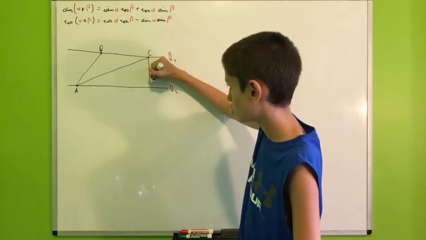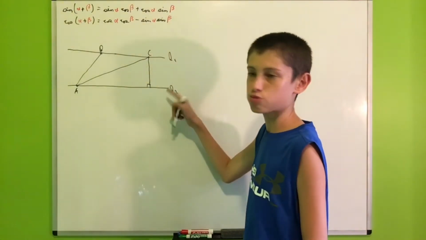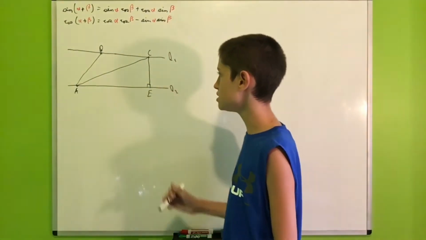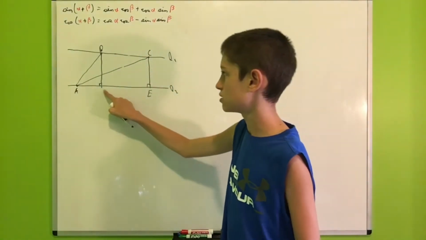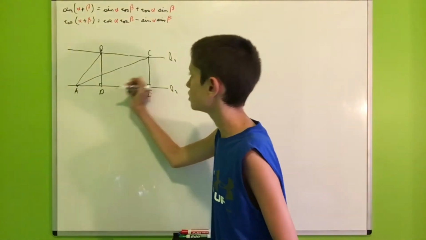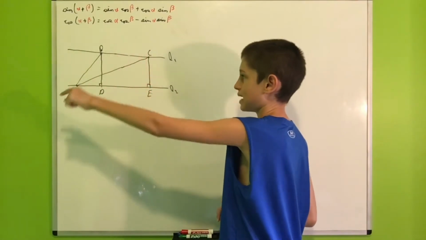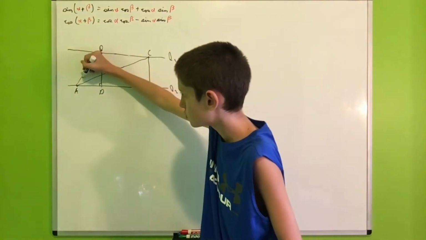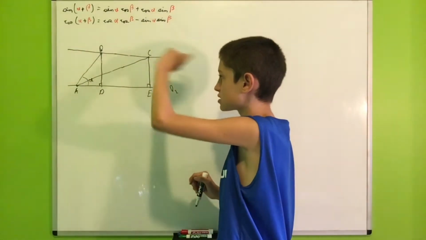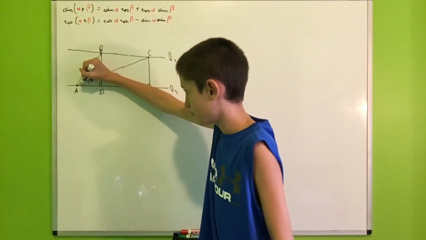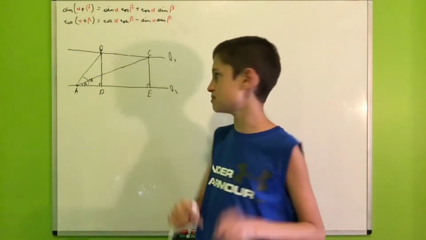and then we will project B and C onto line 2. So we will project C onto here, and we will call this point E, and we'll do the same thing for B, and we'll call this point D. Good. And now we will call angle BAE alpha and angle CAE beta. So this means angle BAC will be alpha minus beta.